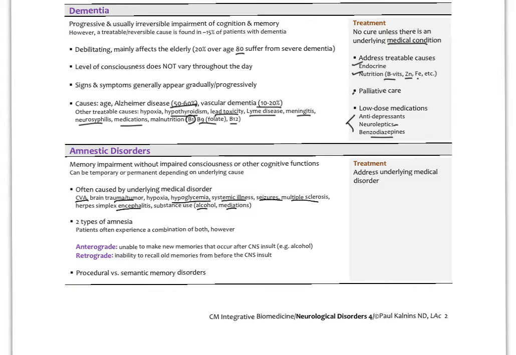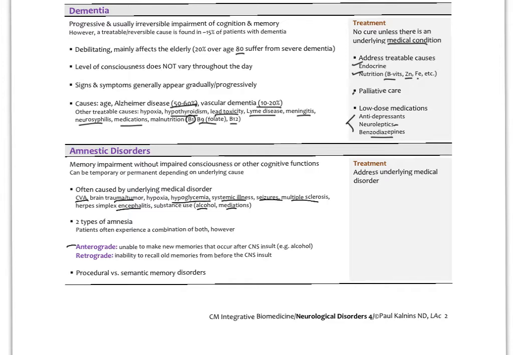So that would all be part of the history to try to target and narrow down what might be contributing to the amnestic disorder. There's two types of amnesia. Patients often experience a combination of both. Anterograde amnesia is the inability to make new memories that occur after a CNS insult. So you can remember up to a certain time, they had damage from alcoholism, for example, and then after that they can't make any new memories.